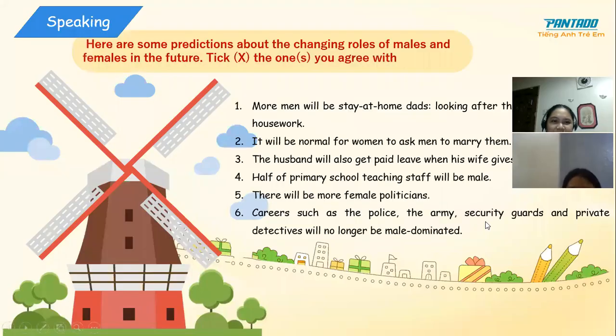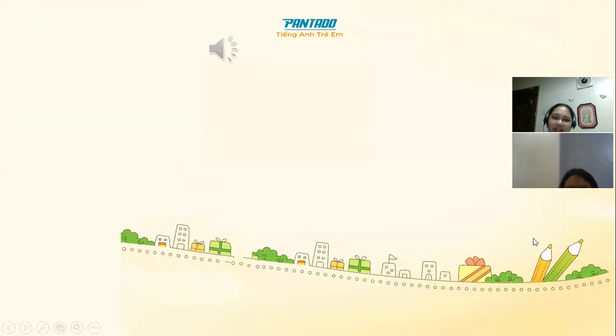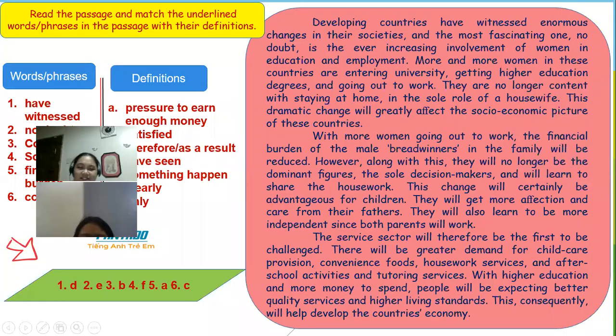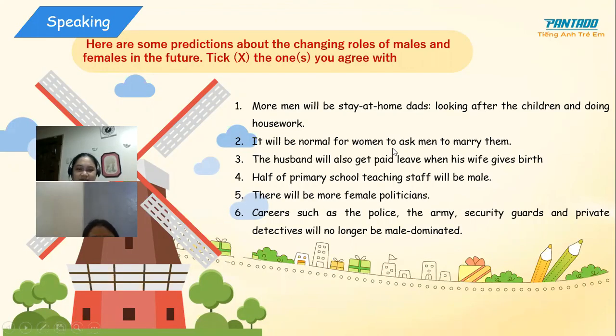Okay, that's good. Now, here are some predictions about the changing roles of males and females in the future. Can you please read all of this from numbers 1 to 6? More men will be stay-at-home dads, looking after the children and doing housework. It will be normal for women to ask men to marry them. The husband will also get paid leave when his wife gives birth. Teaching staff will be male. There will be more female police careers, such as the police, the army, security guards, and private detectives will no longer be male-dominated.